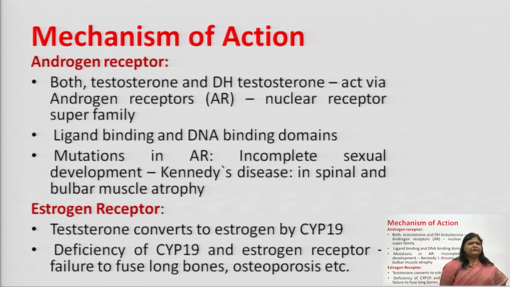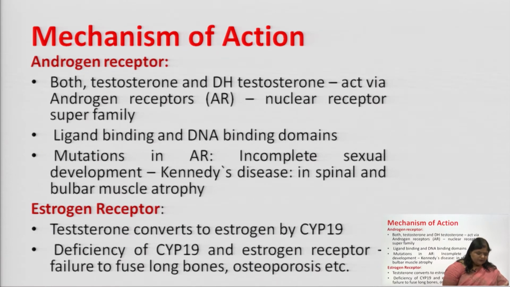Now the question arises, how do these drugs produce their action? We have seen the targets, they act through various receptors. What is this receptor and how do they produce their actions? Now all these drugs, dihydrotestosterone, testosterone, produce their action via the receptors which are called the androgen receptors, which are a class of the nuclear receptors.